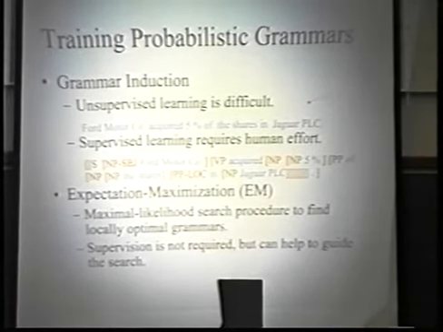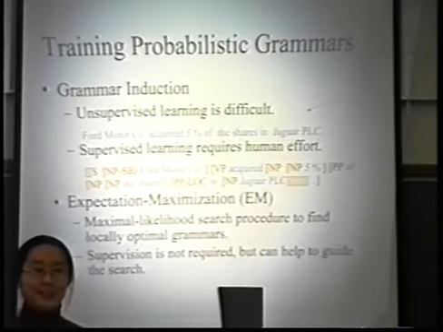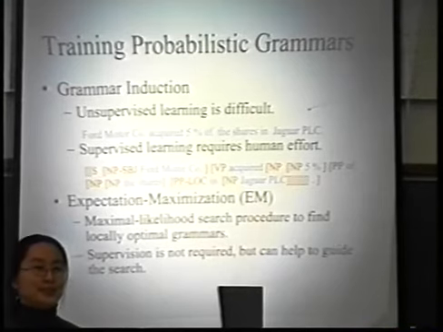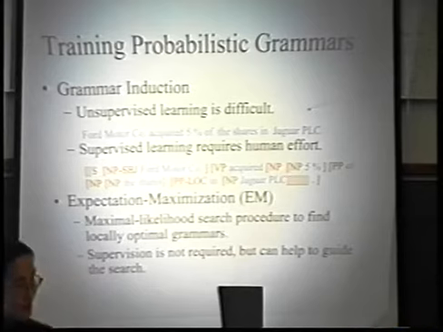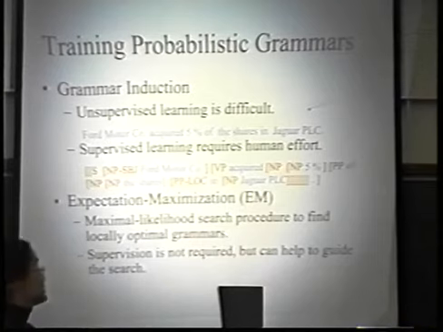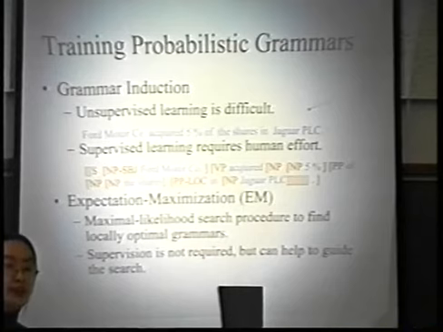I got interested in grammar induction because I thought it was a really neat idea that I could just feed the system lots and lots of text and out comes the grammar and it's going to solve all our problems. But then I found out that unsupervised learning is very difficult. So if you give it just raw text such as Ford Motor Company acquired 5% of the shares in Jaguar PLC and the like, you don't actually end up with a very good grammar.